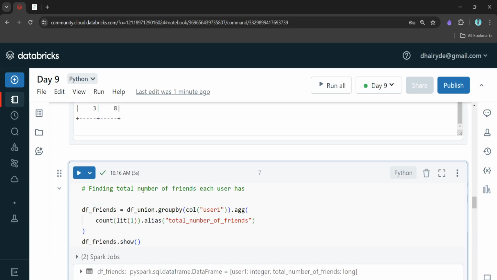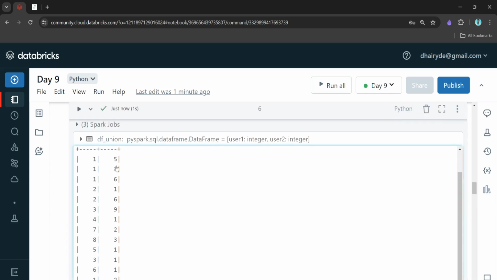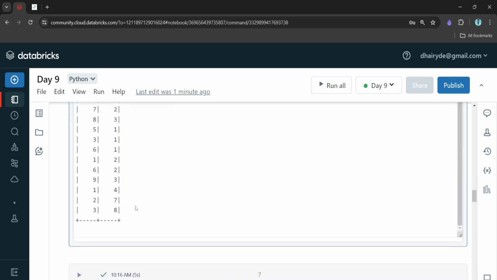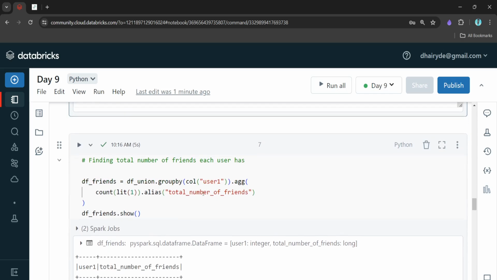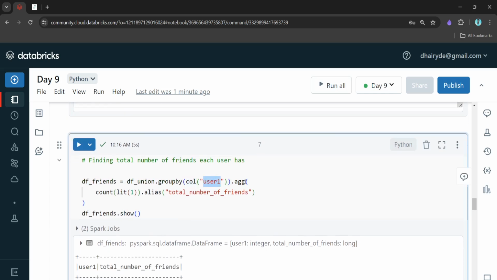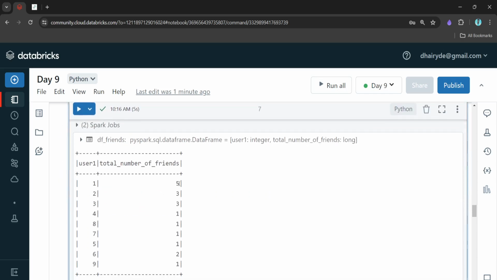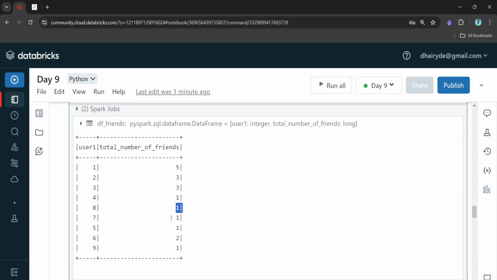We just need to find the total number of friends each user has. So each keyword is involved. As I mentioned, we need to use the group by. So what we will do, we will group by the user one, that is this user. If you see here, we will group by this and count the user two, or we can say count one also. So we are grouping the data by user one, and then we are counting. So we saw that, right? For user one, we have five friends, right? So we have five. Similarly, for user eight, how many friends were there? One friend was there. Similarly, for all the others, right? So now we have this thing, right?